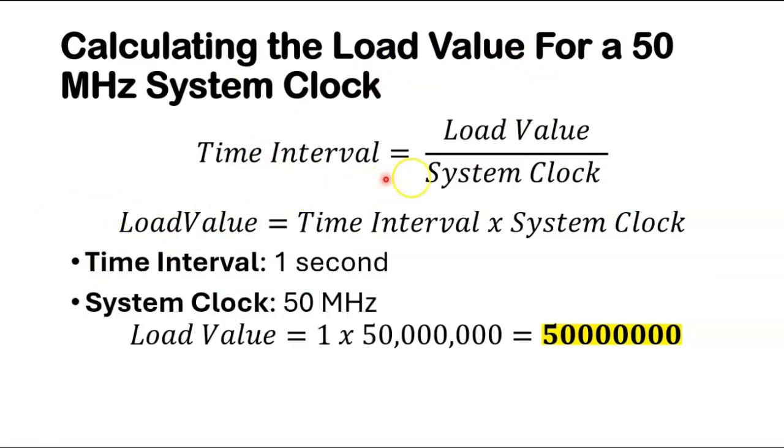Okay, so the load value is calculated using this equation. So we want a time interval of 1 second. All right, so this is the time interval we want. And the system clock with the Keil MicroVision IDE is 50 megahertz. So if we substitute this value into this rearranged equation, then we get 50 million in decimal.